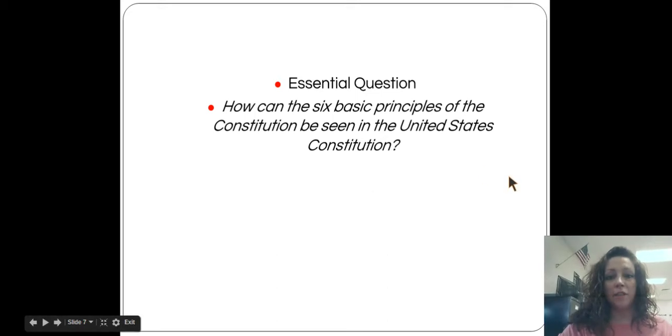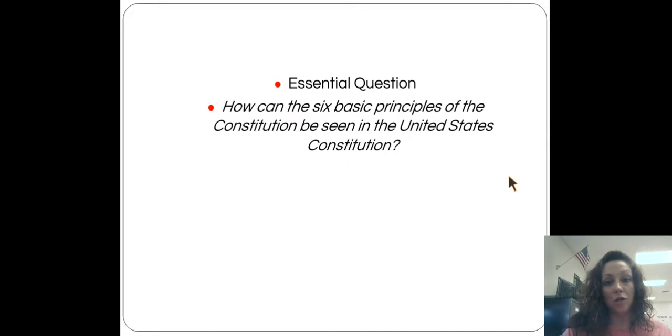Hey guys, welcome back. Today we want to talk about the 6 basic principles of the Constitution, and these are 6 really important foundational ideas upon which our Constitution was created. So let's get to it.